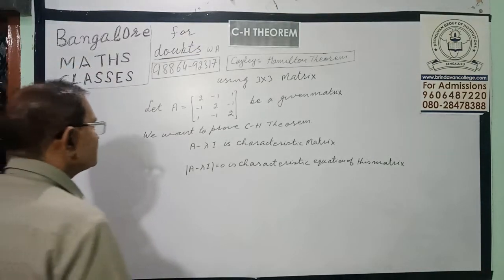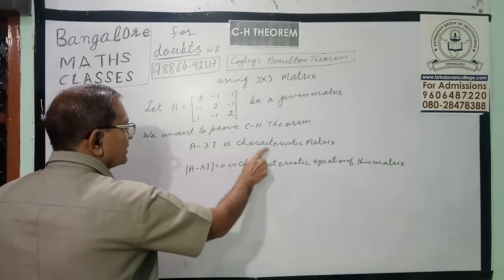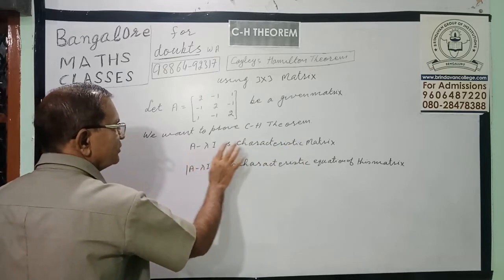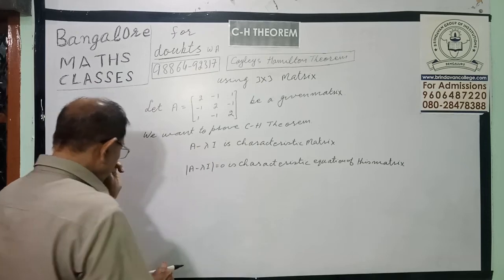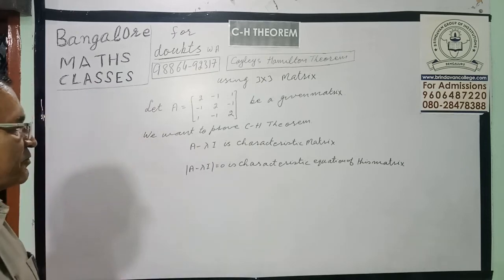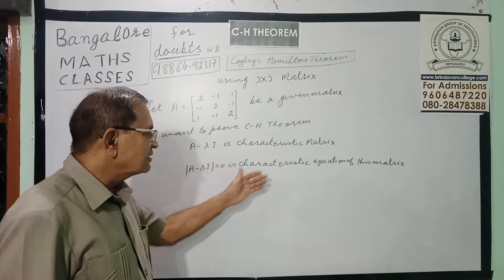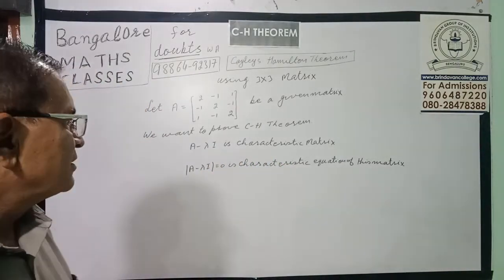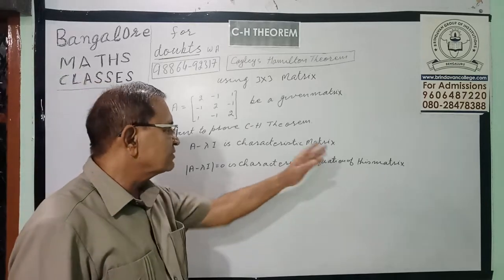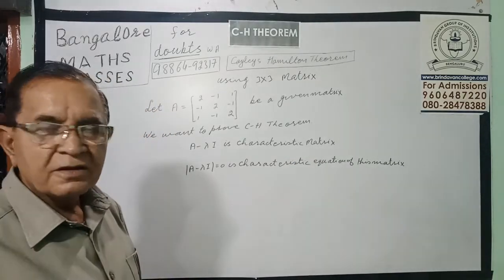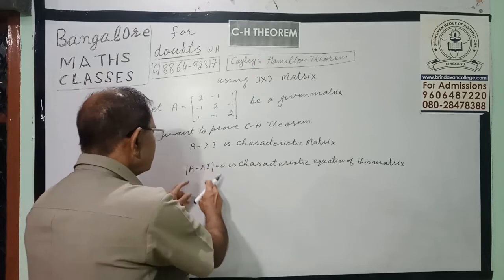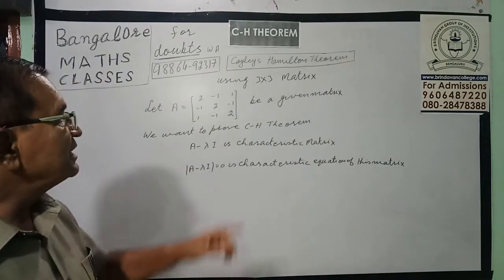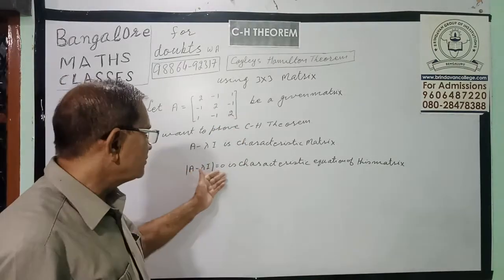Now your first step is the characteristic matrix, A minus lambda I. We call it the characteristic matrix, which we have done in 2 by 2 also. If you put it equal to 0, then it will come out to be the characteristic equation of this matrix. If you simply write it without putting it equal to 0, then we call it an expression. We need the equation here, so put it equal to 0.